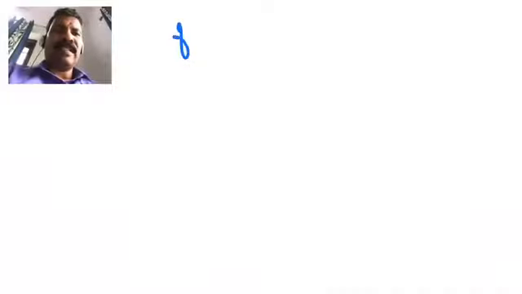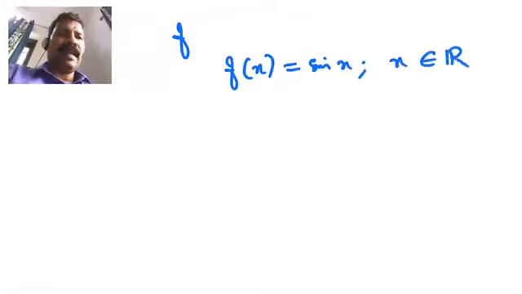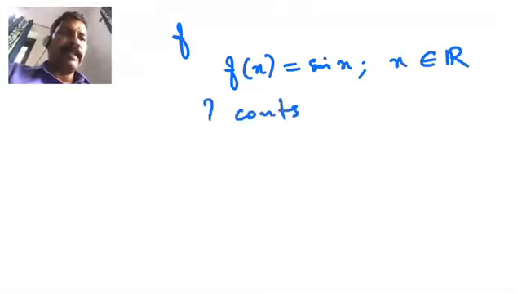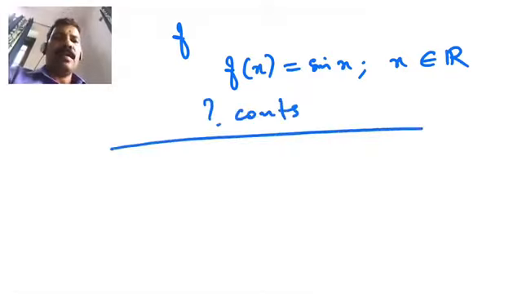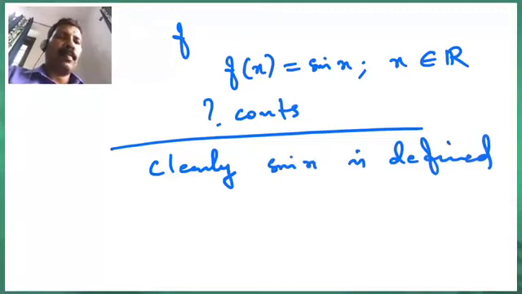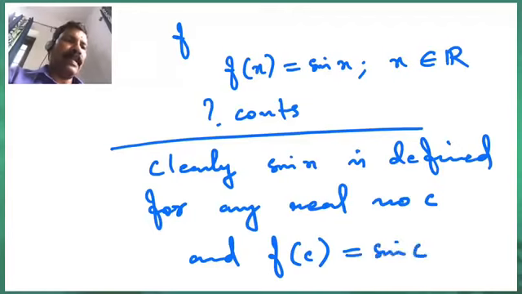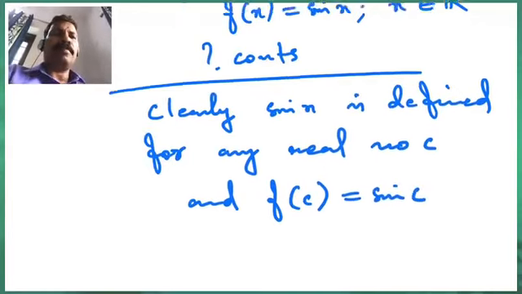Now let us prove that the function f given by f of x is equal to sin x, x belongs to the set of reals, that is the sin function, is continuous. We shall prove this function is continuous. Clearly sin x is defined for any real number c, and f of c is equal to sin c. Thus we have the value of the function.